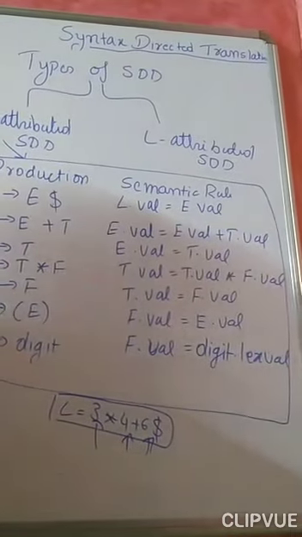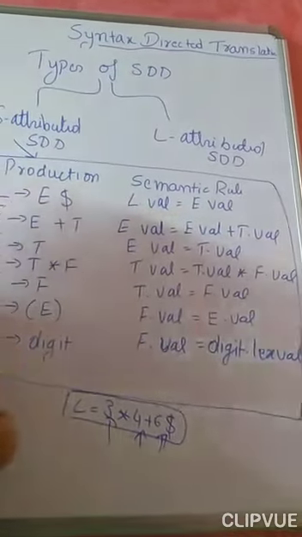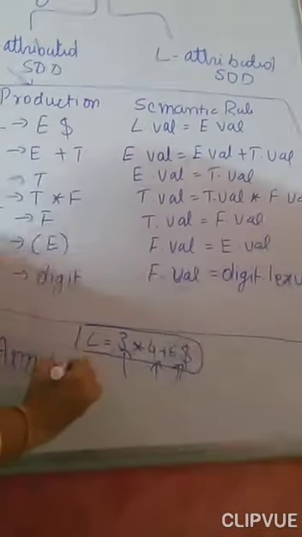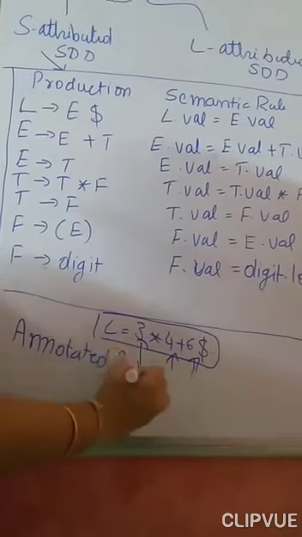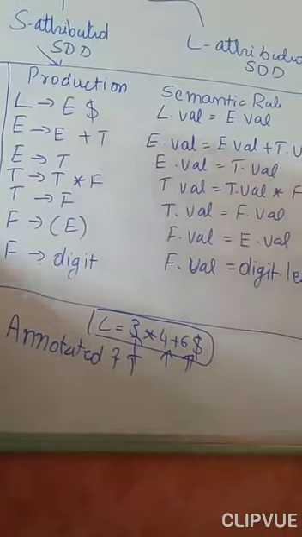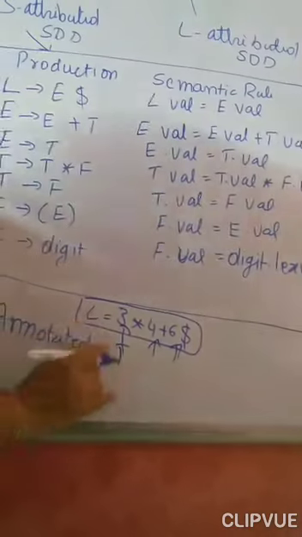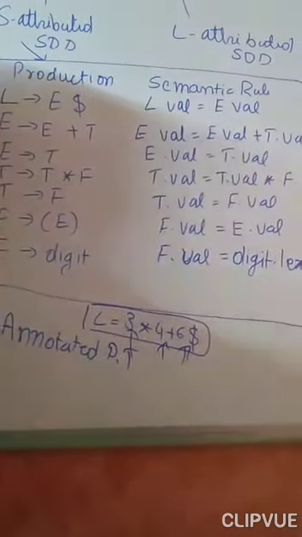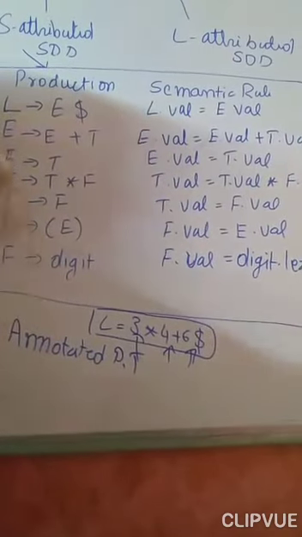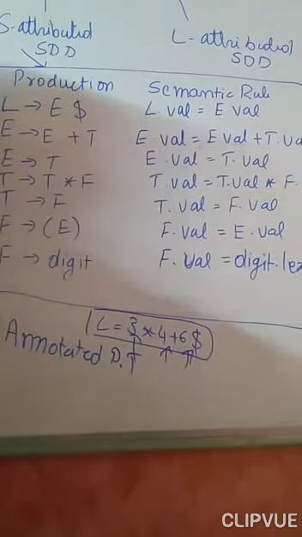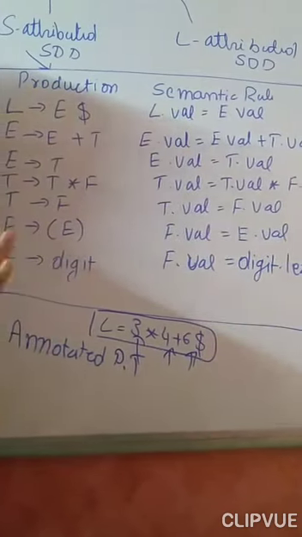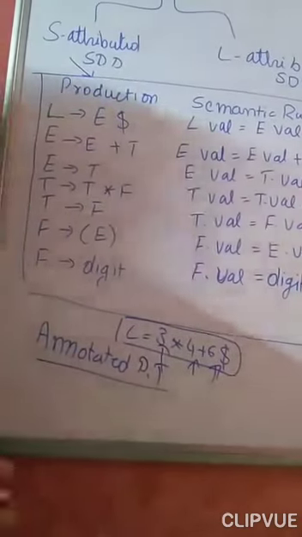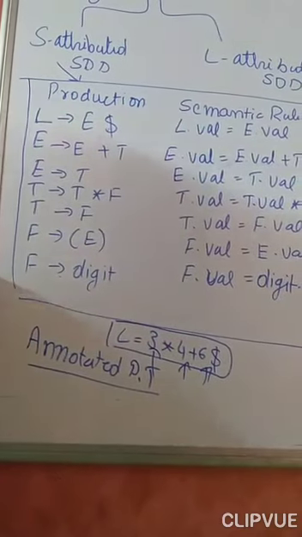One more thing here, that is the concept of an annotated parse tree. What do you mean by an annotated parse tree? An annotated parse tree is a parse tree. All of you know how to construct the parse tree. It is a parse tree with the attribute values. That is called an annotated parse tree.